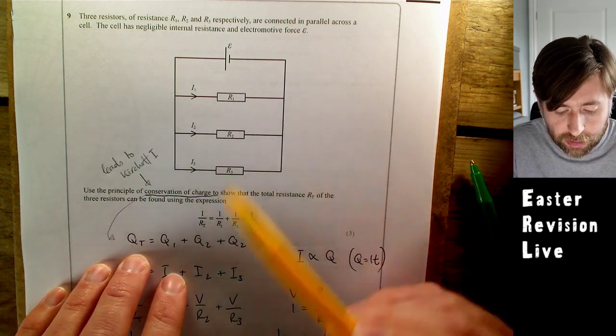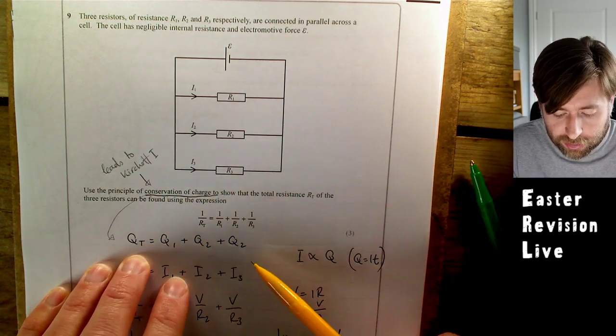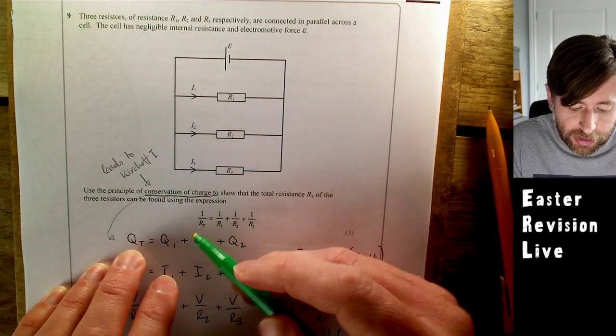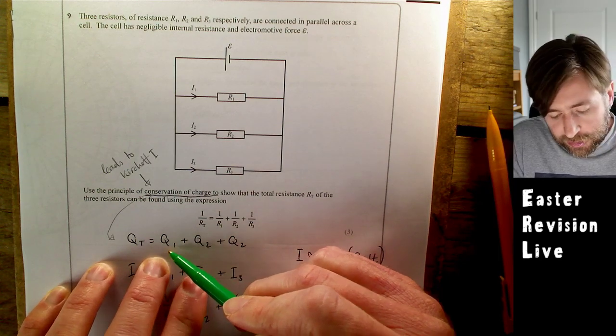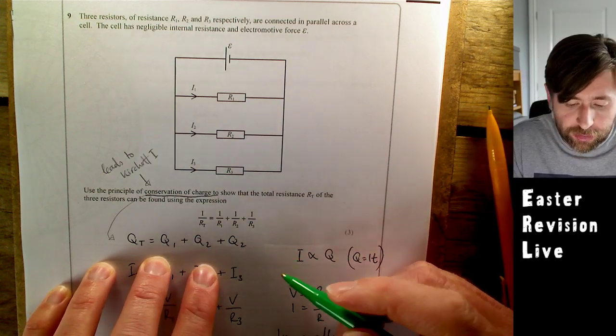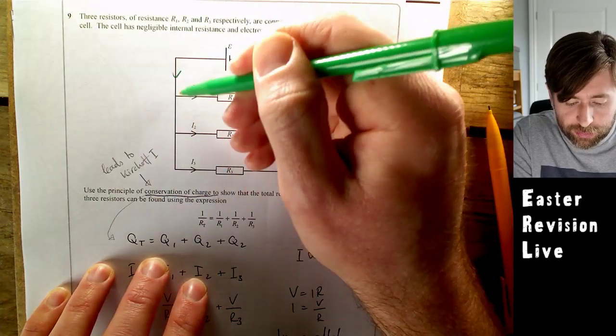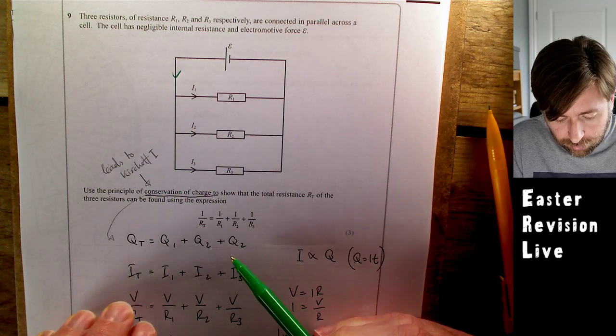So conservation of charge states that, and that's where you have to start for this one to get the first mark, because it tells you to use the principle of conservation of charge. It states that the total charge into a point is equal to all the charges coming out of the point. So if you think about the charge coming in here, it is just spread between these three different junctions.